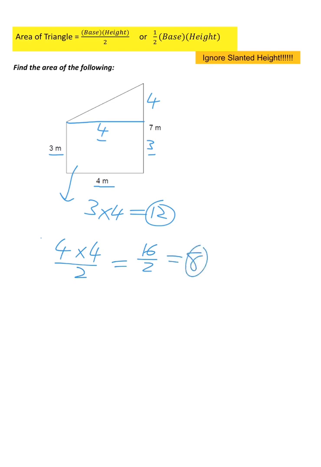Add the two areas then. So the area of the rectangle plus the area of the triangle. 12 plus 8, that'll be 20 meters squared. Final answer.